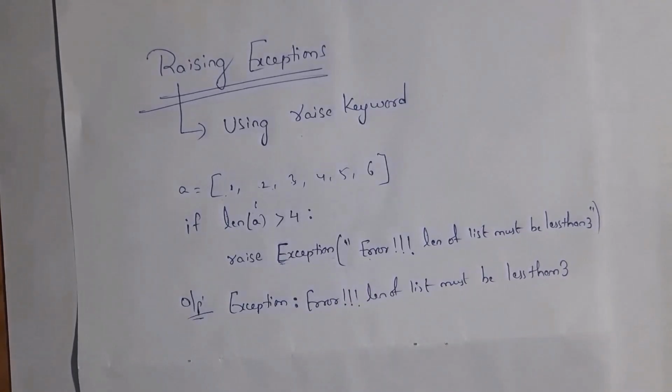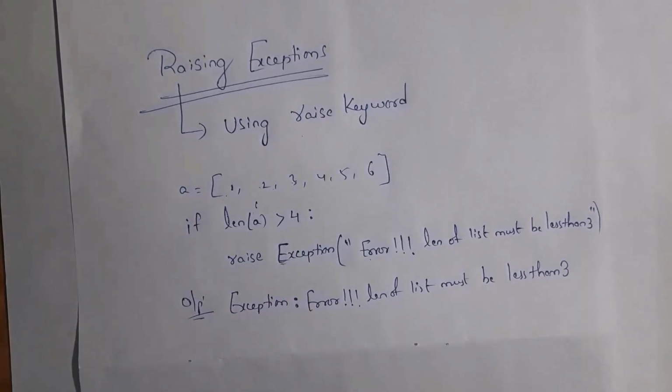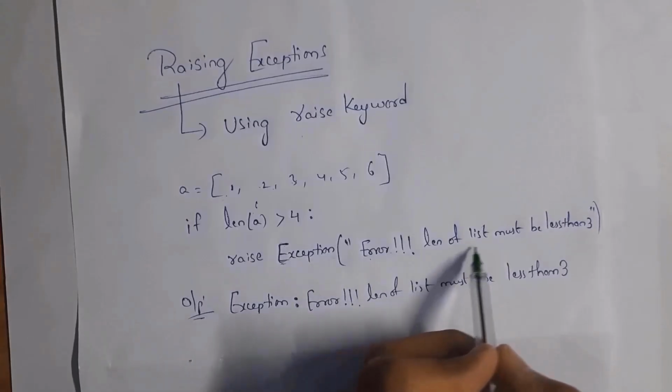By using the raise keyword, we can create our own exceptions. So just write here raise Exception, E in capital letter, and inside this you can write the exception.